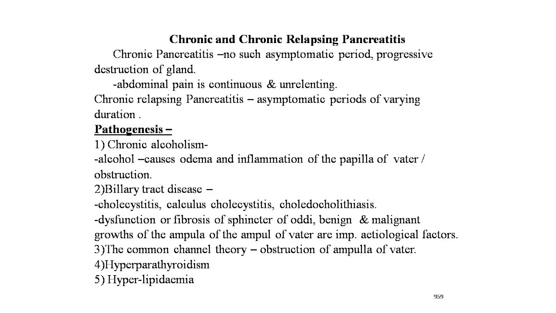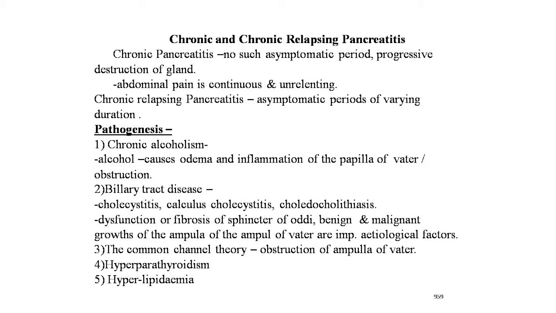Now, chronic and chronic relapsing pancreatitis. In chronic pancreatitis, there is no asymptomatic period. Progressive destruction of the gland is commonly seen in chronic pancreatitis. Abdominal pain is continuous and unrelenting. In chronic relapsing pancreatitis, there is an asymptomatic period of varying duration. The pathogenesis behind chronic and chronic relapsing pancreatitis includes chronic alcoholism.